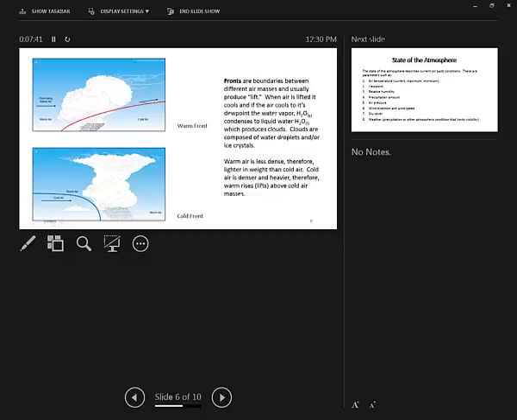Down here's the cold front. We have cold air advancing into warm air. Remember, the cold air is denser and heavier, so as it advances into this warm air, it's forced to lift, and in this case showing condensation and some precipitation forming.